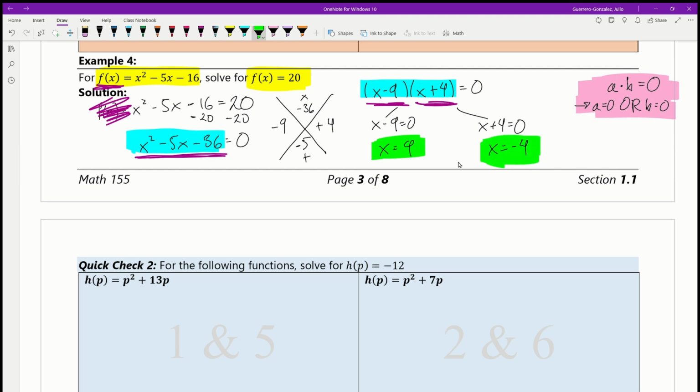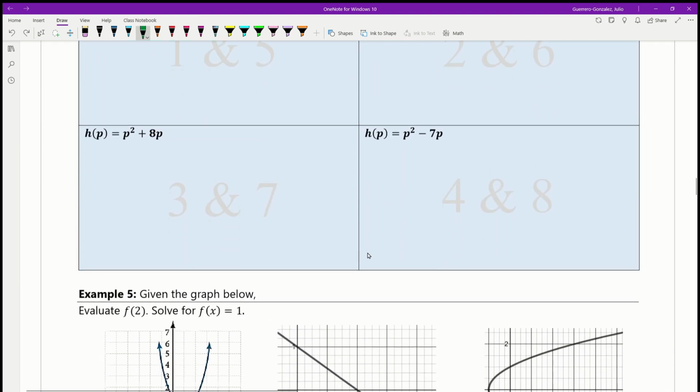Boom, boom. So what did we just find? For both of these, if I grab x equal 9 and plug it into f of x, I get 20. If I plug in negative 4 into f of x, I get 20. So what we have here now is at least a little bit of an understanding of, if I want my function to be equal to something, what should my input be to get that output? Got it? Cool. Quick check number 2. We'll do this in class.